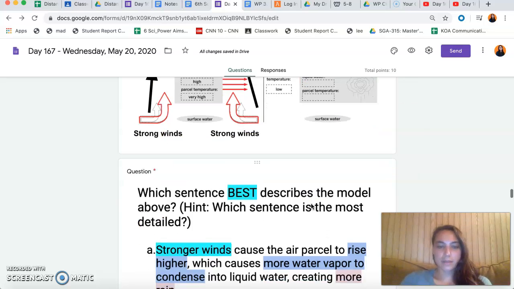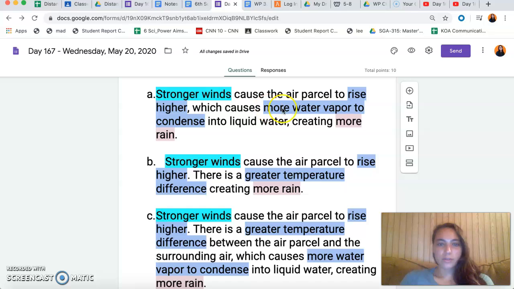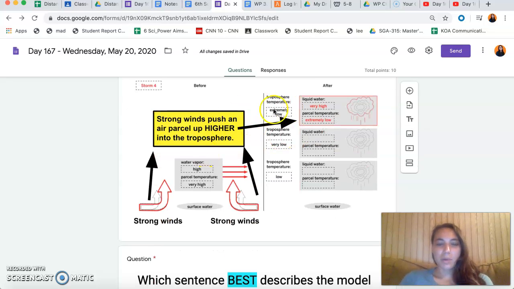Let's look at the sentences. A. Stronger winds cause the air parcel to rise higher, which cause more water vapor to condense into liquid water, creating more rain. That's a true statement, but we're missing the part talking about the temperature difference.